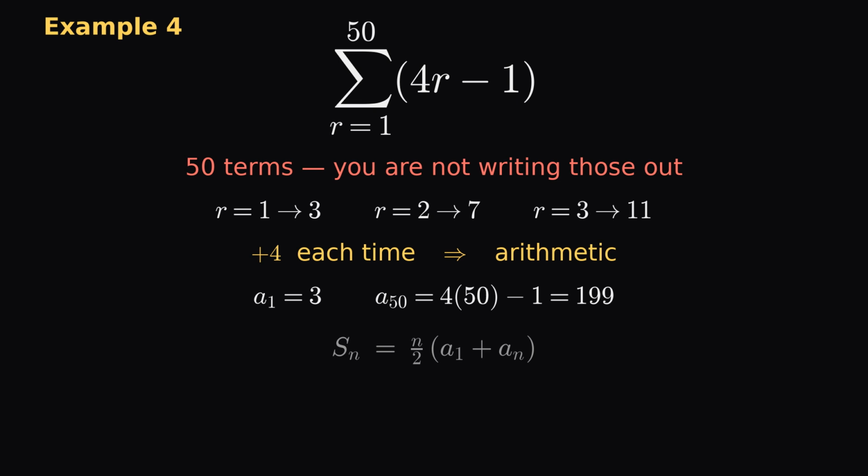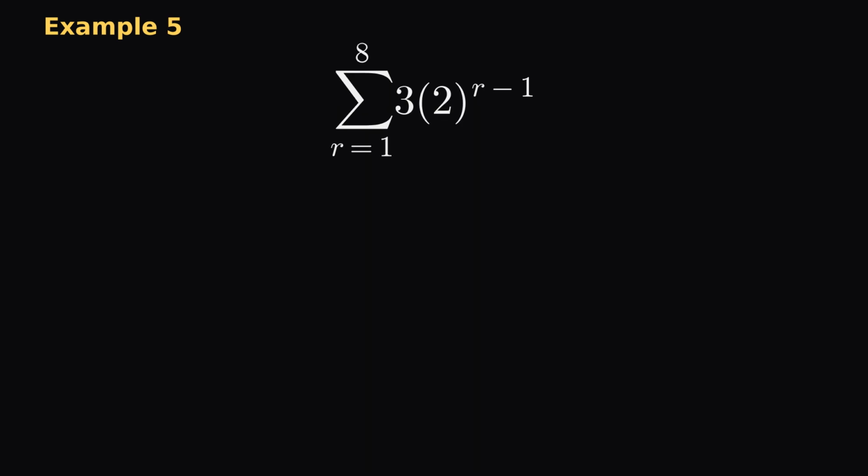Now use the sum formula. N over 2 times the first term plus the last term. 50 over 2 times 3 plus 199. 25 times 202. 5,050.